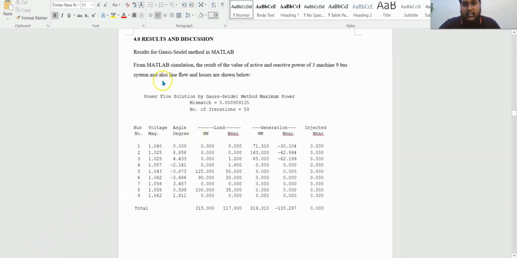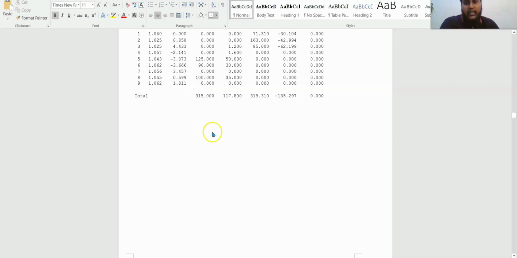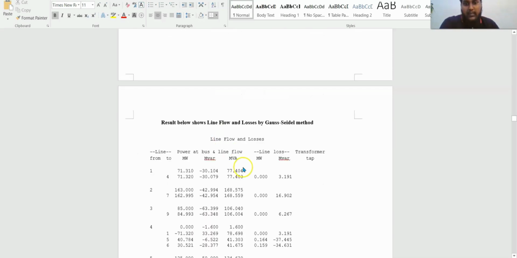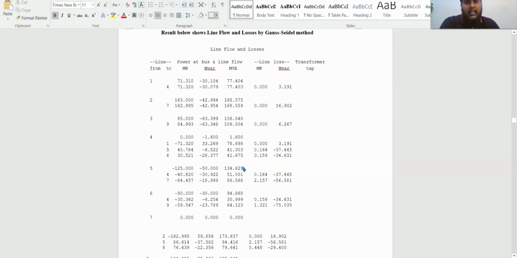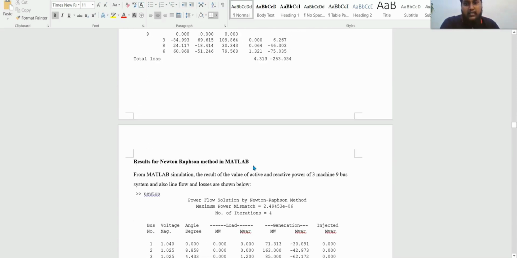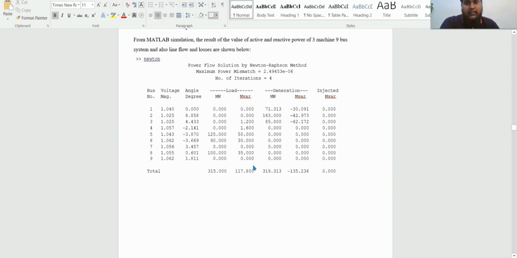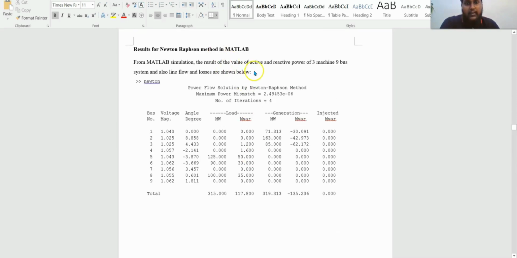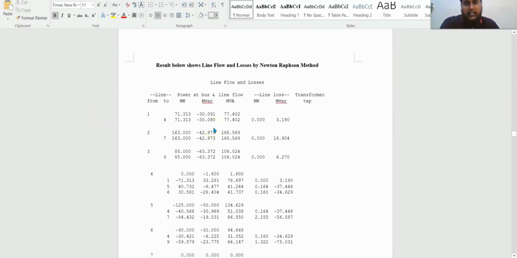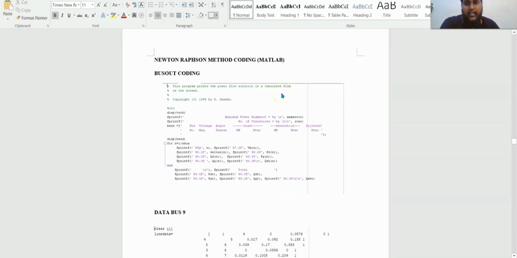I'm going to explain about my part, which is result and discussion. This is the result that we get for the Gauss-Seidel method in MATLAB. The values of active and reactive power of the 3 machine 9 bus system and also line power losses are all shown below. This is the result for line flow and losses by the Gauss-Seidel method. Result for the Newton-Raphson method: values of active and reactive power also for the 3 machine 9 bus system. And this is the result for the flow and losses by the Newton-Raphson method.